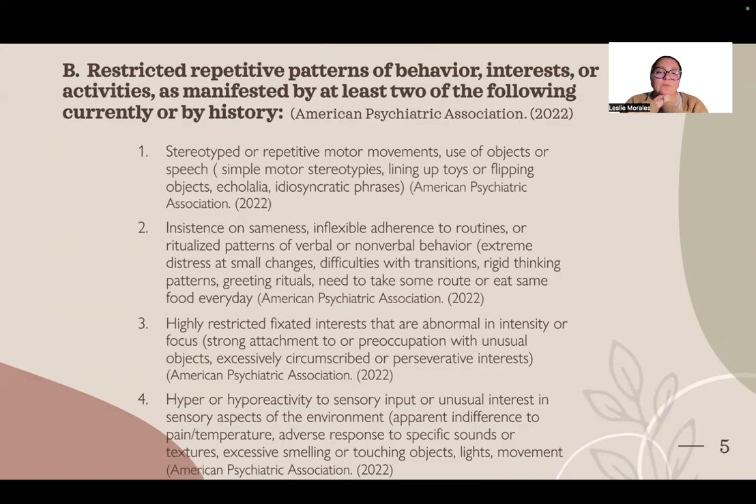Some examples of this I could say is a child needing to line up their toys, flipping objects, needing to consistently move their hands. Another thing could be a child having difficulty with transitions, or rigid thinking patterns, so things need to be their way or the highway, there's no other way. They could struggle to take into consideration other people's thoughts and need to stay consistent with their agenda, with their plan for the day.